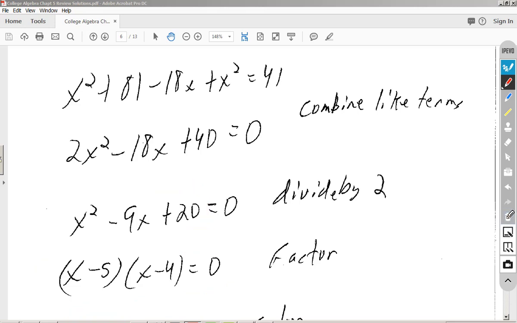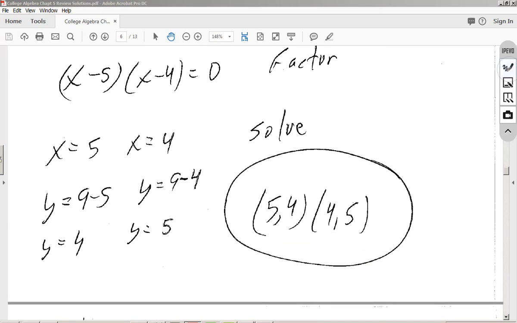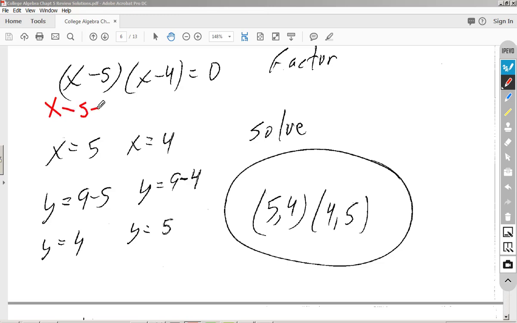I set each factor equal to 0 and solve it. And those will be my x values. So I got x minus 5 all equals 0. When I solve that, I get x equals 5. Got x minus 4 equal to 0. I solve that and I get x equals 4.